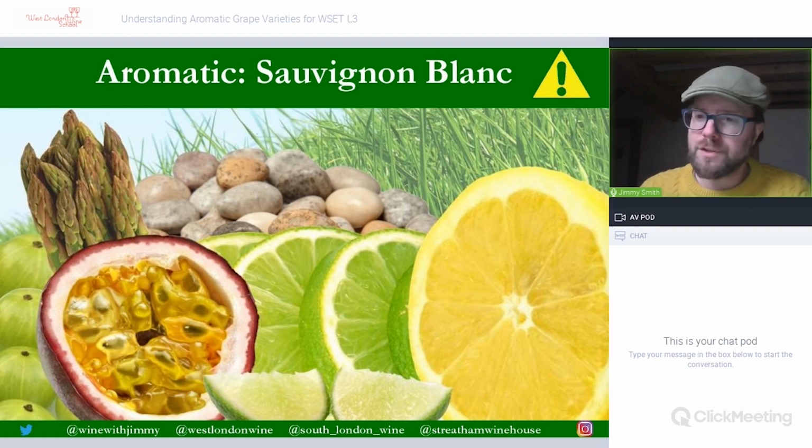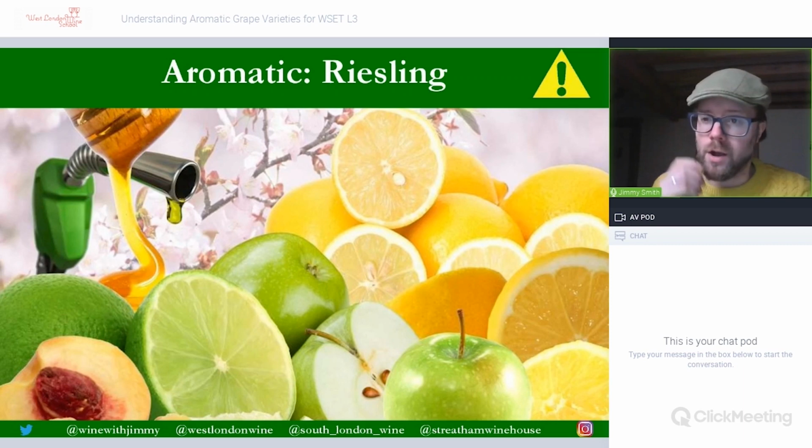And it is very, very common that they are described as pronounced aromas for Sauvignon Blanc. So very fruity, very floral. The elderflower note is quite common and also quite herbaceous Sauvignon Blanc. So very key aromatic grape variety. Riesling is the second major aromatic, so second major aromatic of the 5 that we'll learn.